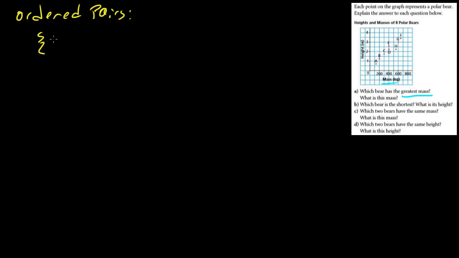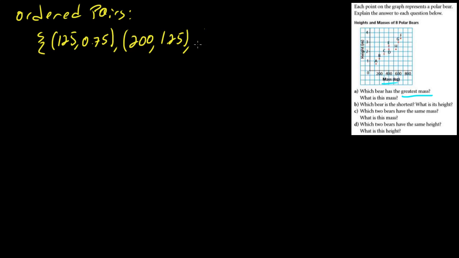So let's say our A value looks like it's just above 100. Let's say that's about 125. And these can be approximate values. Our height looks like it's a little bit below that, so 0.75. That would be our first ordered pair. Second, we have B here. We got 200, right on the line of 200, and I'm going to say that this is about 1.25.